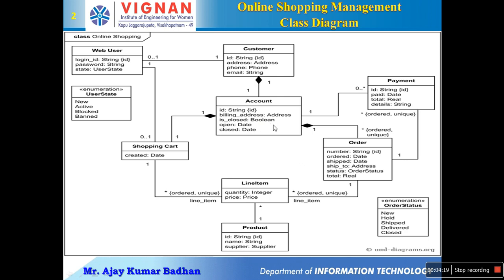Why are we using boolean as the data type here? Because it is either true or false. If it is closed, it will represent true. If it is not closed, it will represent false, 0. And then the open and close dates.